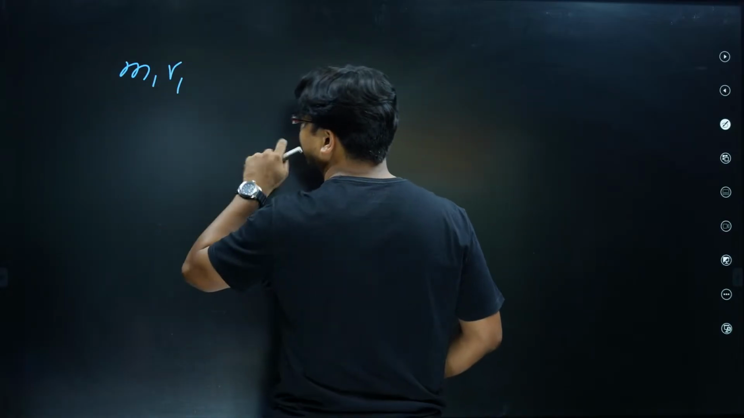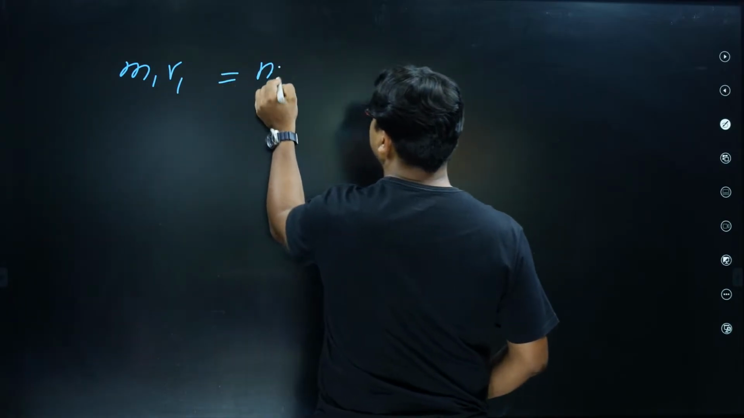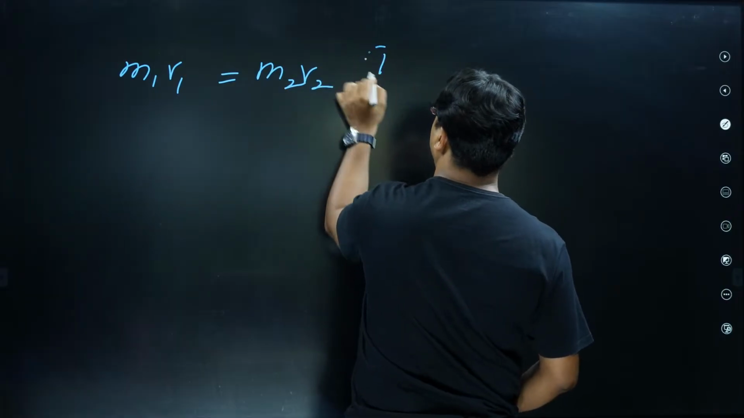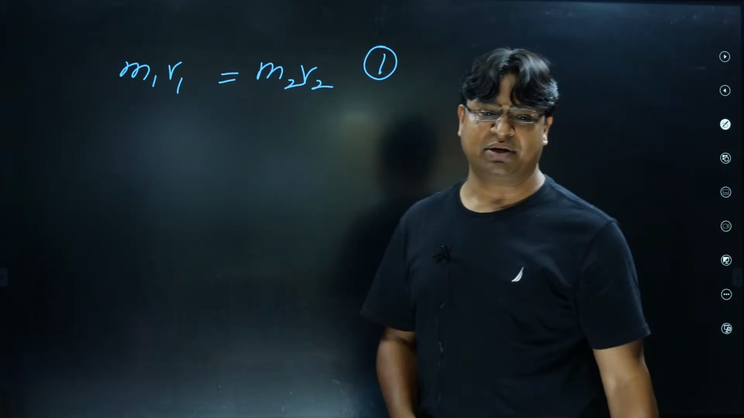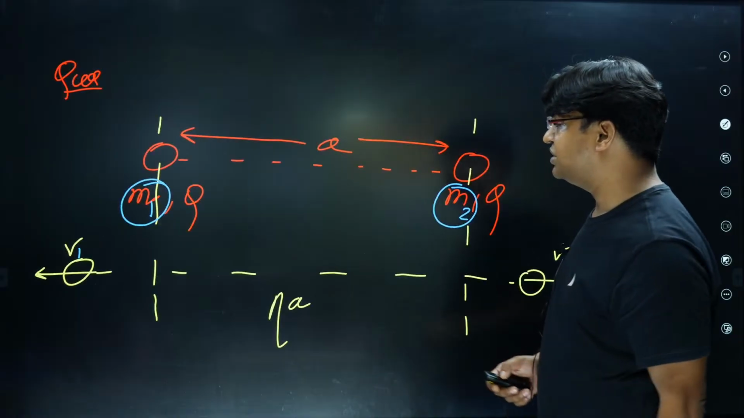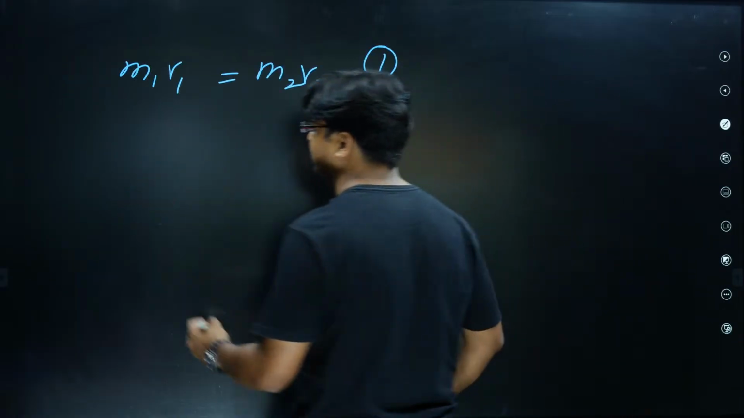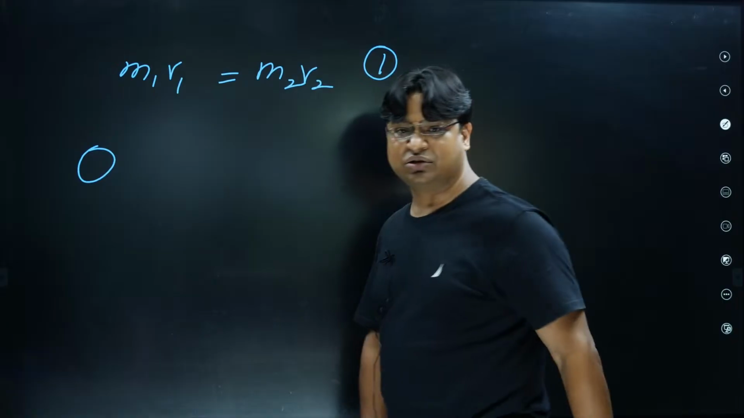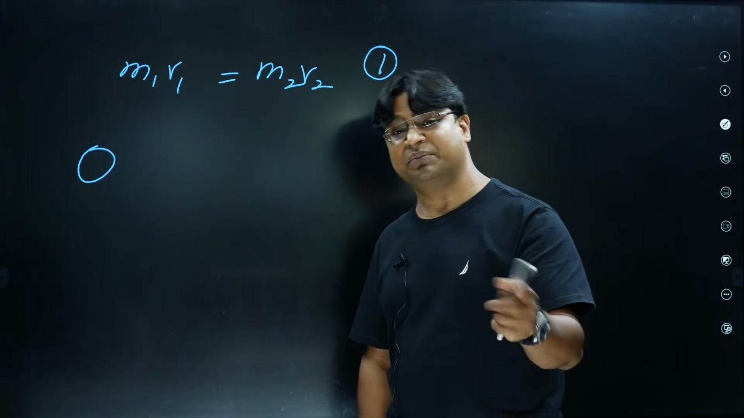Let me write the momentum conservation first. So m1 v1 is the leftward momentum. This should be equal to m2 v2, that is the rightward momentum, so that the net momentum is 0. That is one of the equations, and the other equation will be the energy equation. How will we write the energy equation? Work done by external agent is 0 this time, because the external agent is not even present.